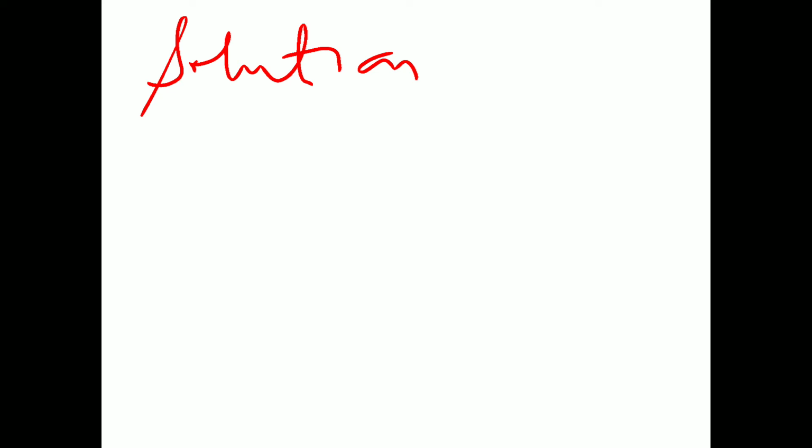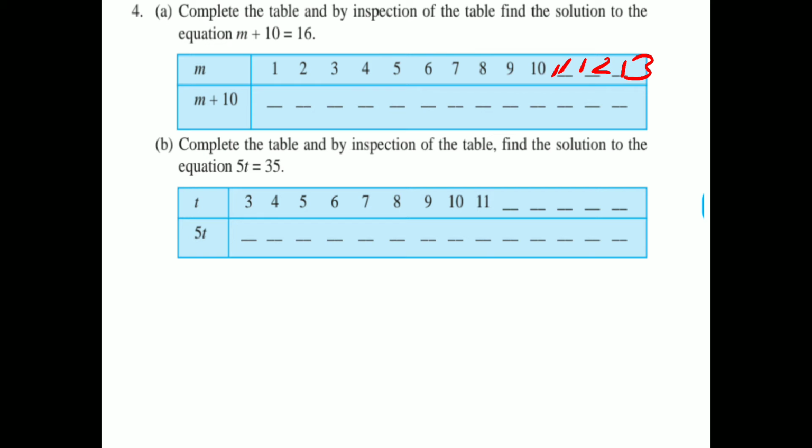Now I will do the B part for you. Clear? Now see the table of B part. B part is: complete the table by inspection of the table. Find the solution to the equation 5t is equal to 35. Now see, in 5t there is no sign. It means 5t is 5 multiplied by t, so you have to multiply the value of t with 5 in the left hand side. Clear? Now you have to find the values till 16. So we will start putting the values from 3. Let's start.